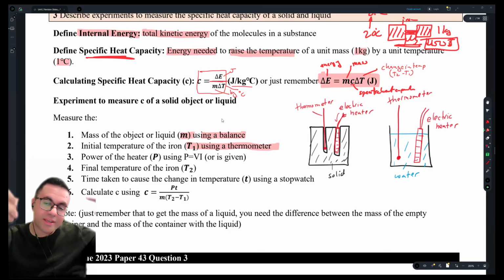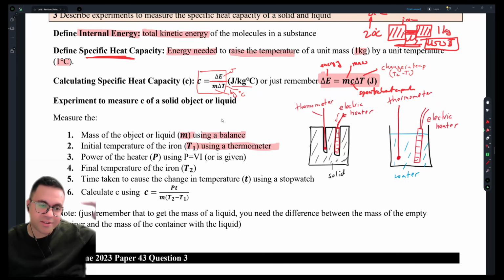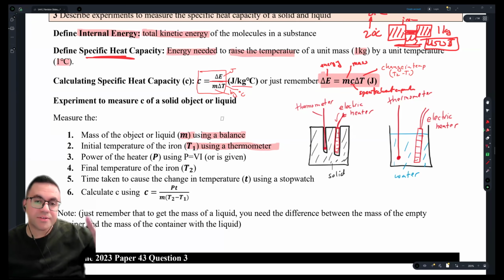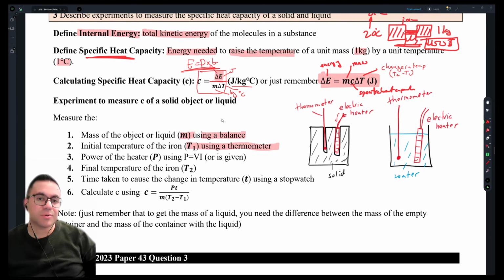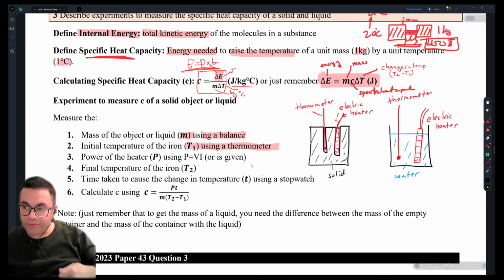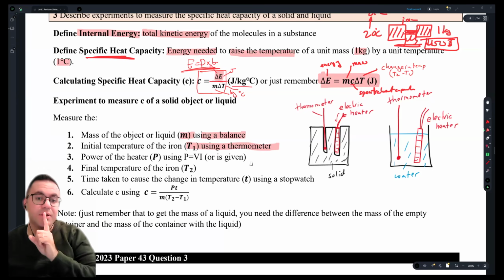Then you put a heater inside, usually an electric heater. Here's the thing. You have no way of measuring energy. But from unit 1, if you remember, energy was also power times time, because power is energy over time. So in order to find energy, I need the power and the time.